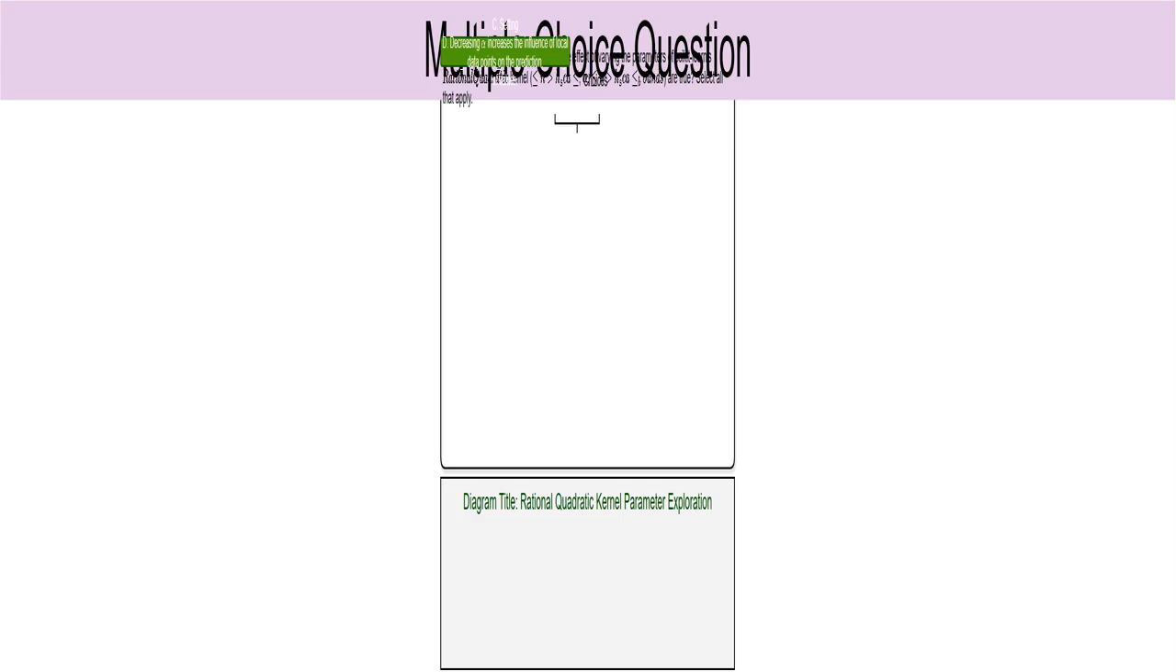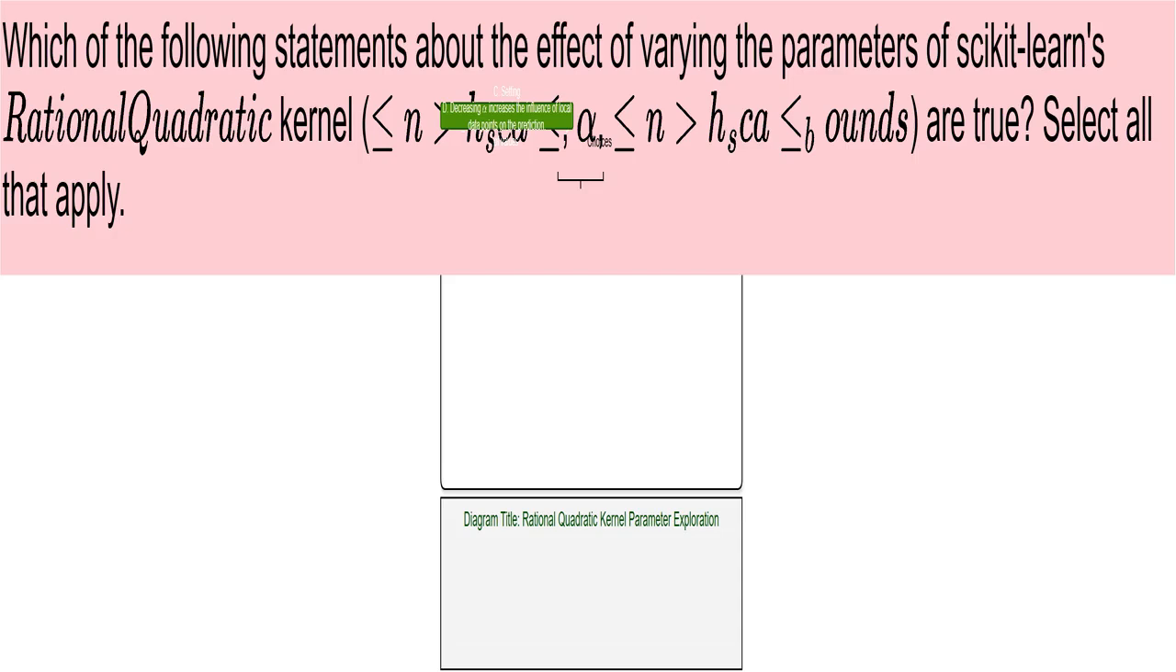This is a multiple-choice question about the RationalQuadratic kernel, a function used in machine learning to model relationships between data points. I'll need to understand how changing its settings affects the model's behavior. This sets the stage. I'm going to evaluate several statements about how changing parameters in the RationalQuadratic kernel impacts model behavior and determine which are accurate.